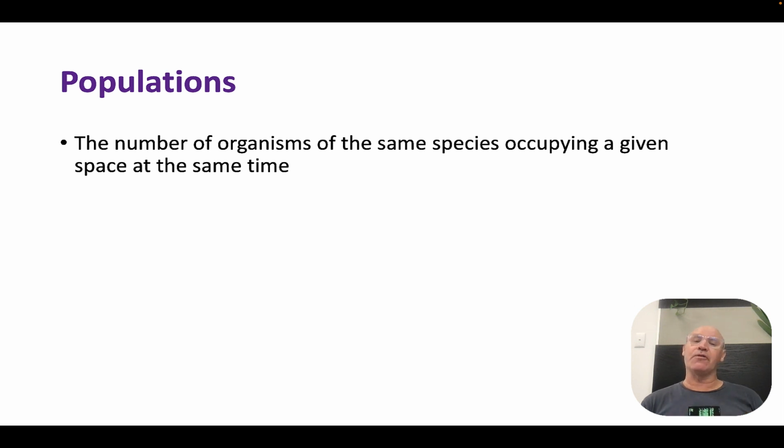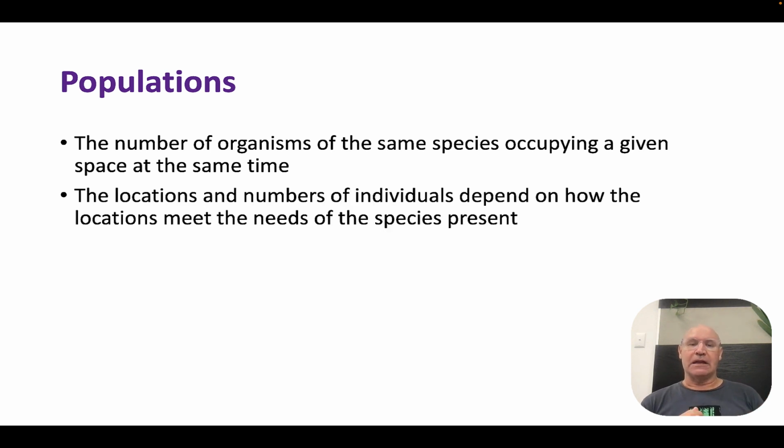All right, first of all, we need to be clear on what we actually mean by population. It's the number of organisms of the same species occupying a given space at that same time. So it relates to how well that environment is able to support that species. The distribution and abundance of a species in any area is going to depend on whether the environment is able to support that. And the better it can support them, the larger a population can be.